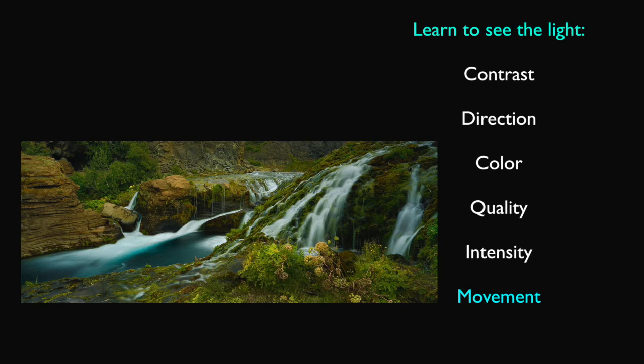So it makes sense. If we learn how to see the light, the contrast range in the scene, the direction of light, the color, the quality, the intensity, and the movement of light, we'll be able to get the very best in-camera exposure. And as a landscape photographer, this should be a main goal. Yes, we could process the image afterward, but we always want to get the very best in-camera exposure.